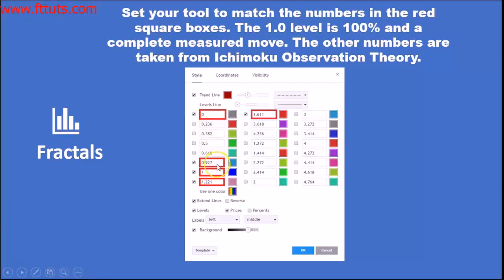So I have 0, 0.927, 1.0, 1.221, 1.611. Those are going to be my targets based off of Ichimoku observation theory, and the measured move is 1.0. So you will have different numbers on yours, and if you don't change them, you won't have the same number, but more than likely you will have the measured move level, which is an N wave, which is going to be where we shoot for with our Ichimoku observation theory, our N target.